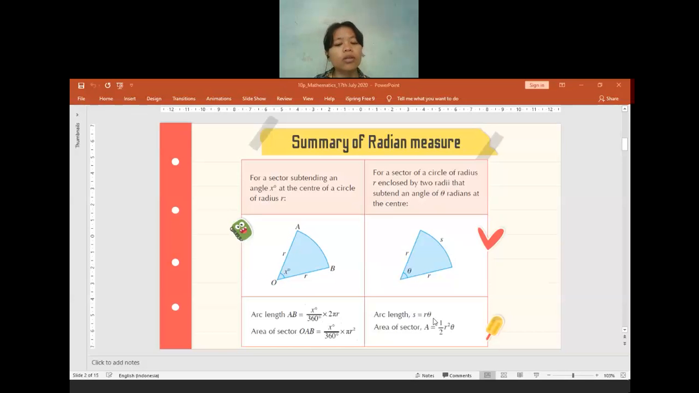Is there anyone who gets confused? I'm going to show some revision questions. Is there anyone who gets confused?